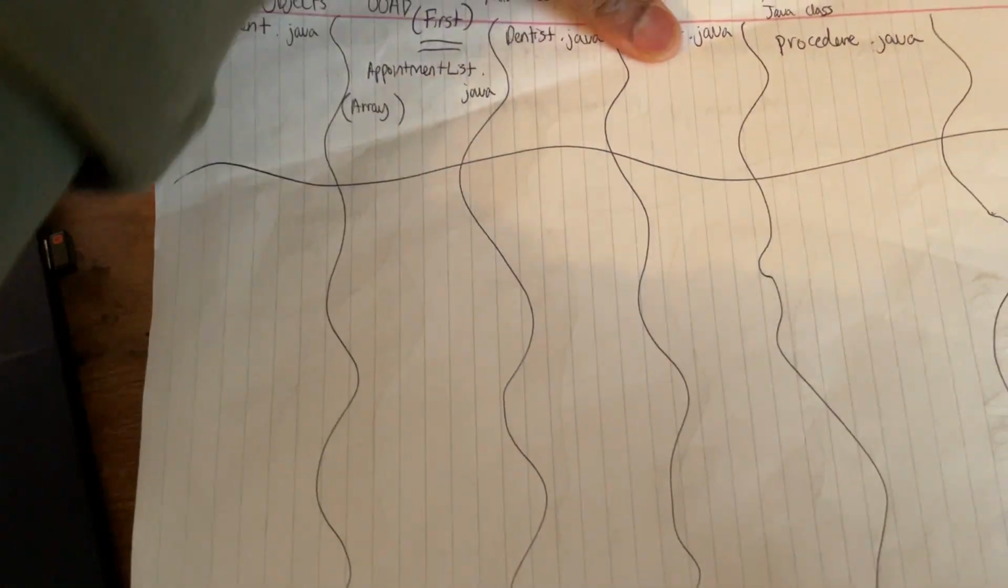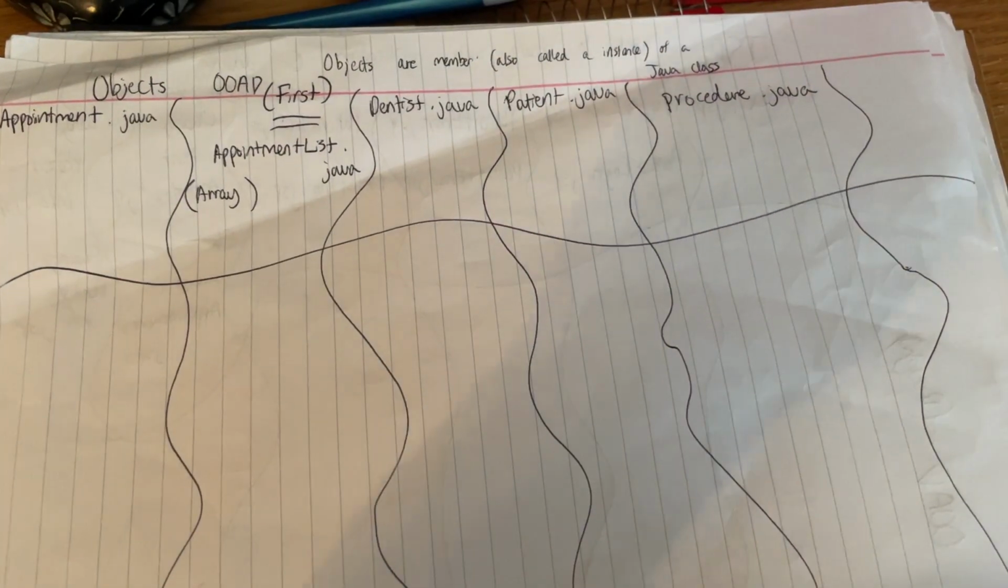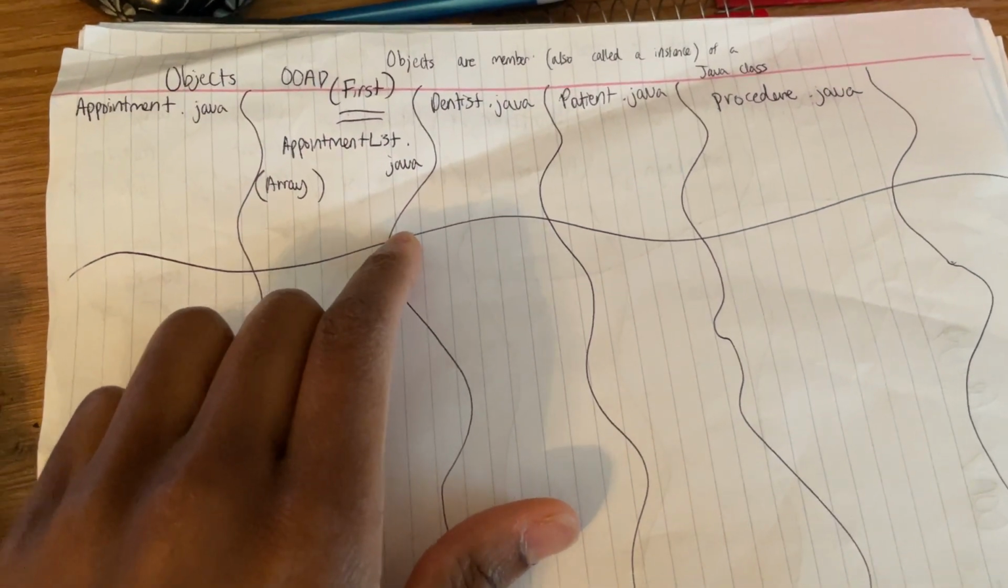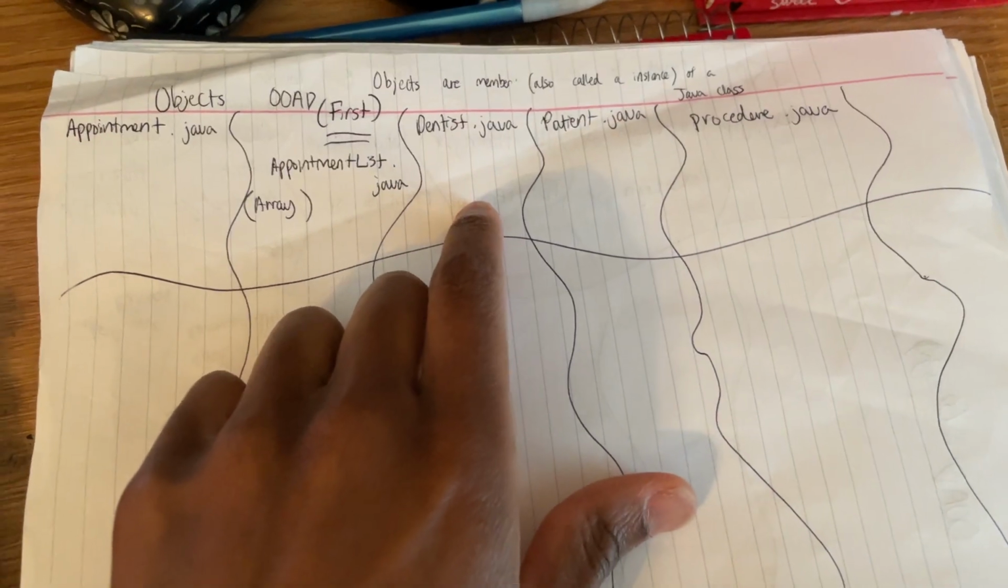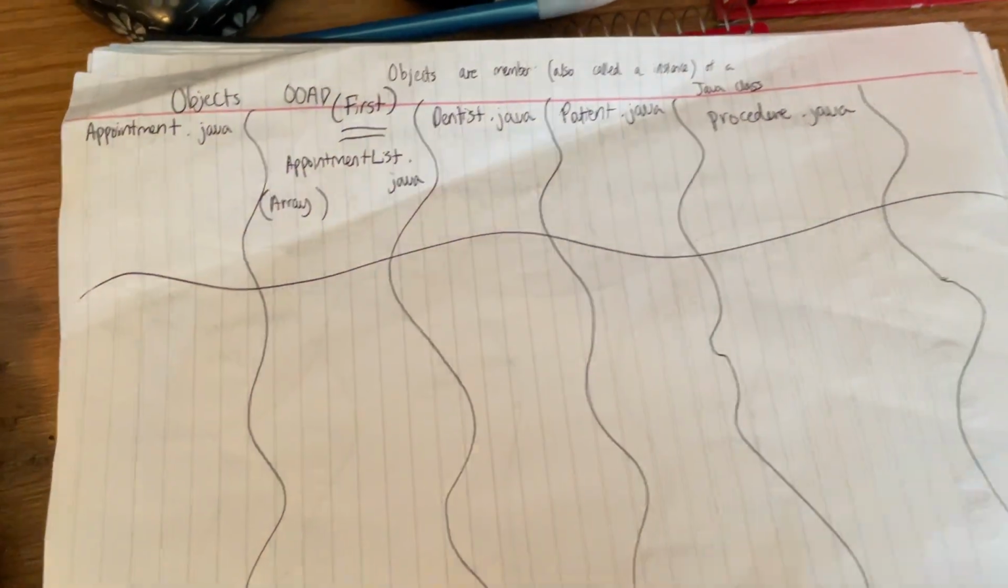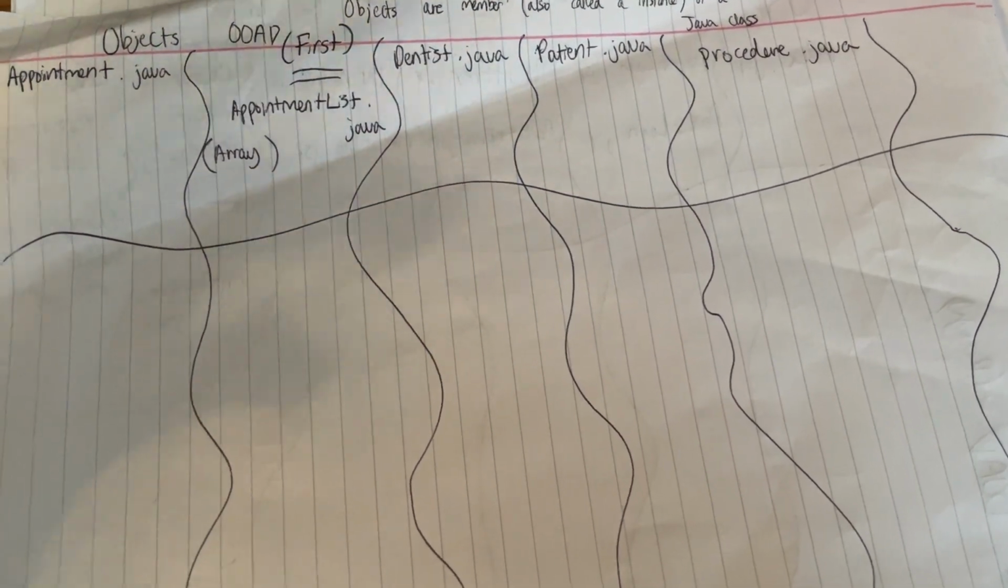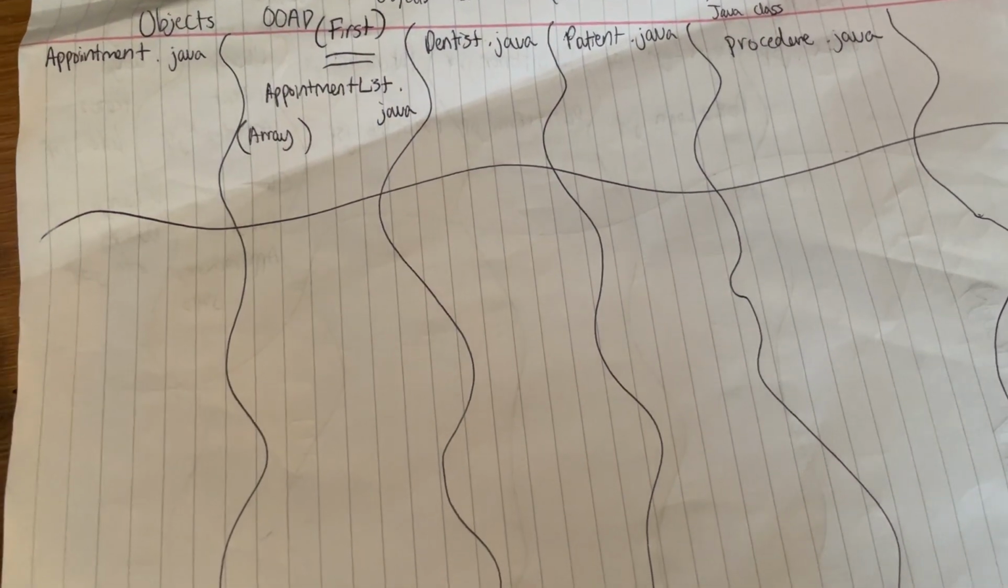Last but not least, I'll go back right here. These are what I had to build first, and that's my objects. I have an appointment object, an appointment list object that holds my arrays, my dentist object, patient object, as well as my procedure object. So that's a brief example of my design, which I wanted to show you before we get started.